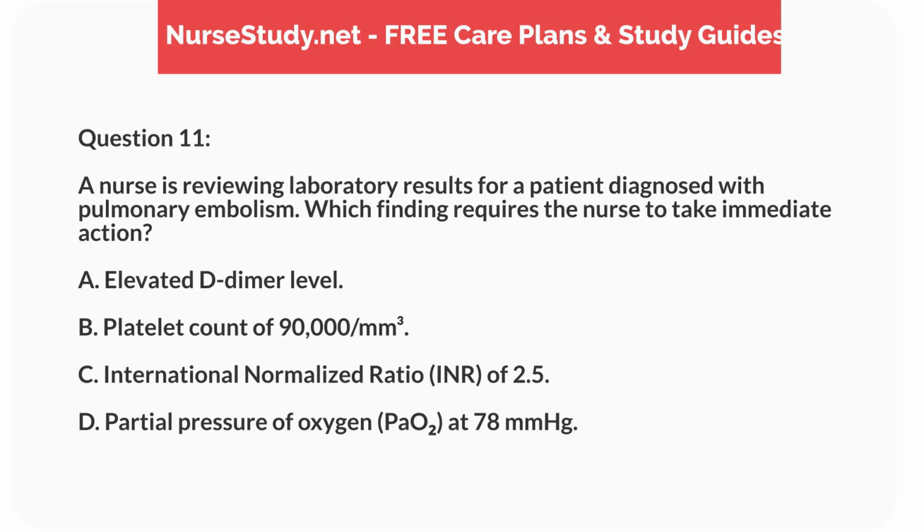Question 11. A nurse is reviewing laboratory results for a patient diagnosed with pulmonary embolism. Which finding requires the nurse to take immediate action? A. Elevated D-dimer level. B. Platelet count of 90,000. C. International Normalized Ratio, INR, of 2.5. D. Partial pressure of oxygen, PaO2, at 78 mm of mercury.